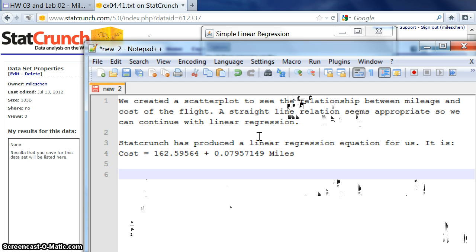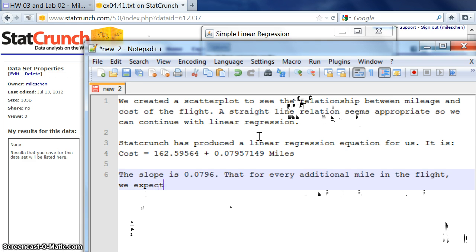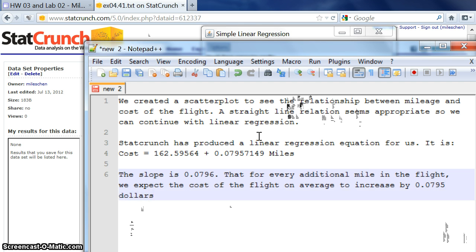Okay, so let's talk about the slope. Here the slope is 0.079. I'm going to just round off to 6. Here we are looking at the cost in dollars and the slope is attached to the variable miles. So this means that for every additional mile in the flight, so for flights that are longer by 1 mile, we expect the cost of the flight on average to increase by $0.0795, or in other words, about 8 cents. We expect flights to increase about 8 cents for each additional mile, okay?